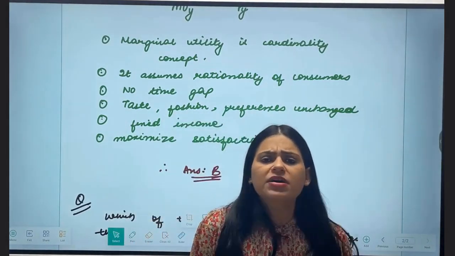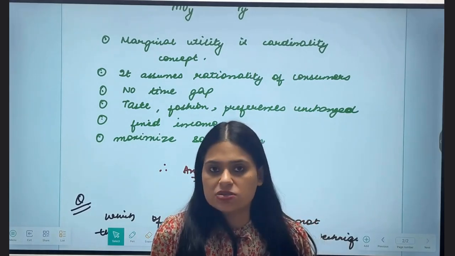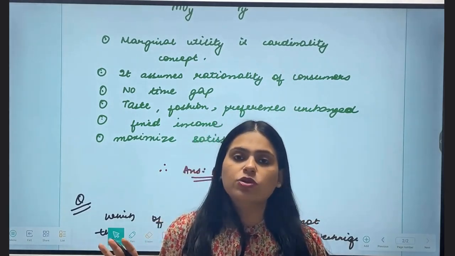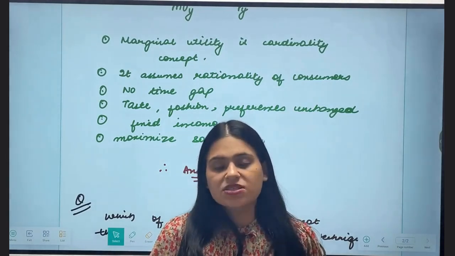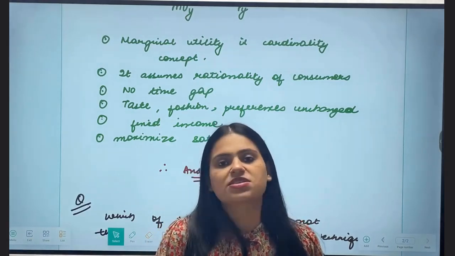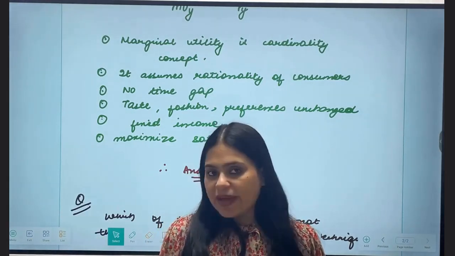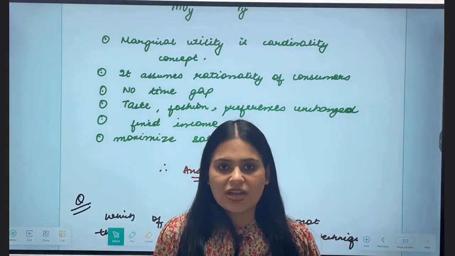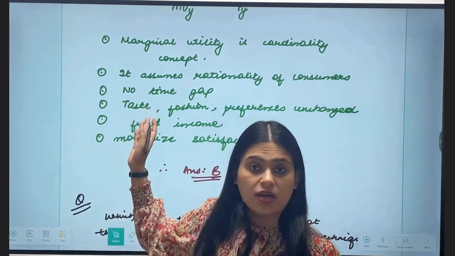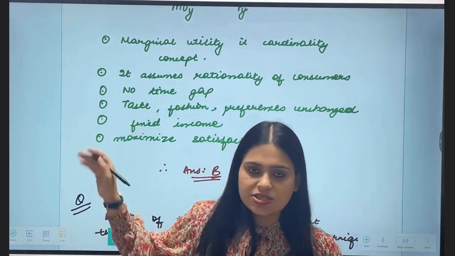So why are we doing all of this? Because we want to maximize the utility of the consumer. And when will that utility be maximized? When tangency is attained between the indifference curve and the budget line. And for that, there was the rule of equimarginal utility, right?